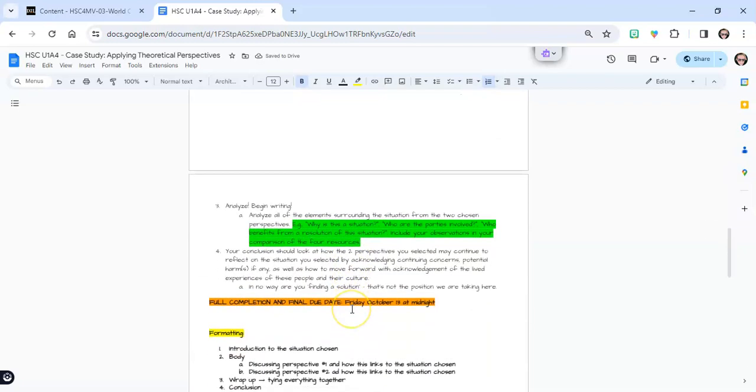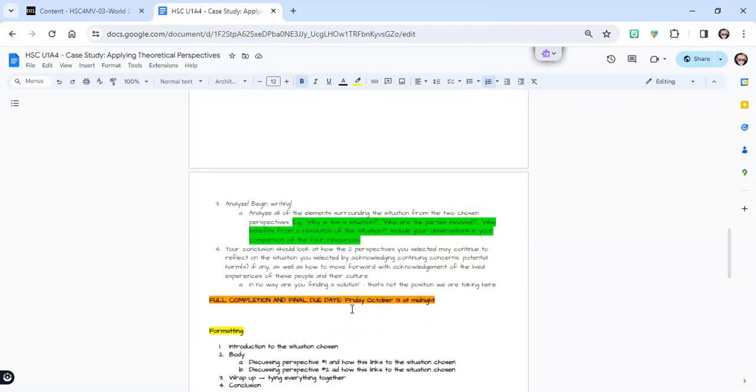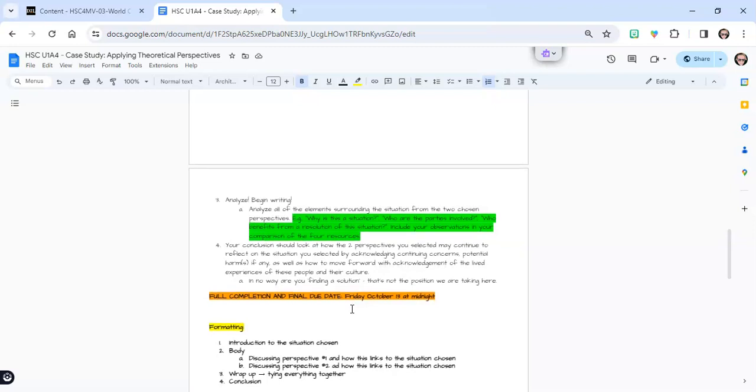And then your final step here is to start actually writing your case study. So after you've compiled your research, you have everything together, you know the 2 theories you're choosing, and then your 2 theorists within those 2. So once again, conflict theory, feminist theory, and then bell hooks and Karl Marx, for example. You're going to use that, and in your writing, analyze all of the elements surrounding the situation from the 2 perspectives. So why is this a situation? Who are the parties involved? Who benefits from resolution of the situation?